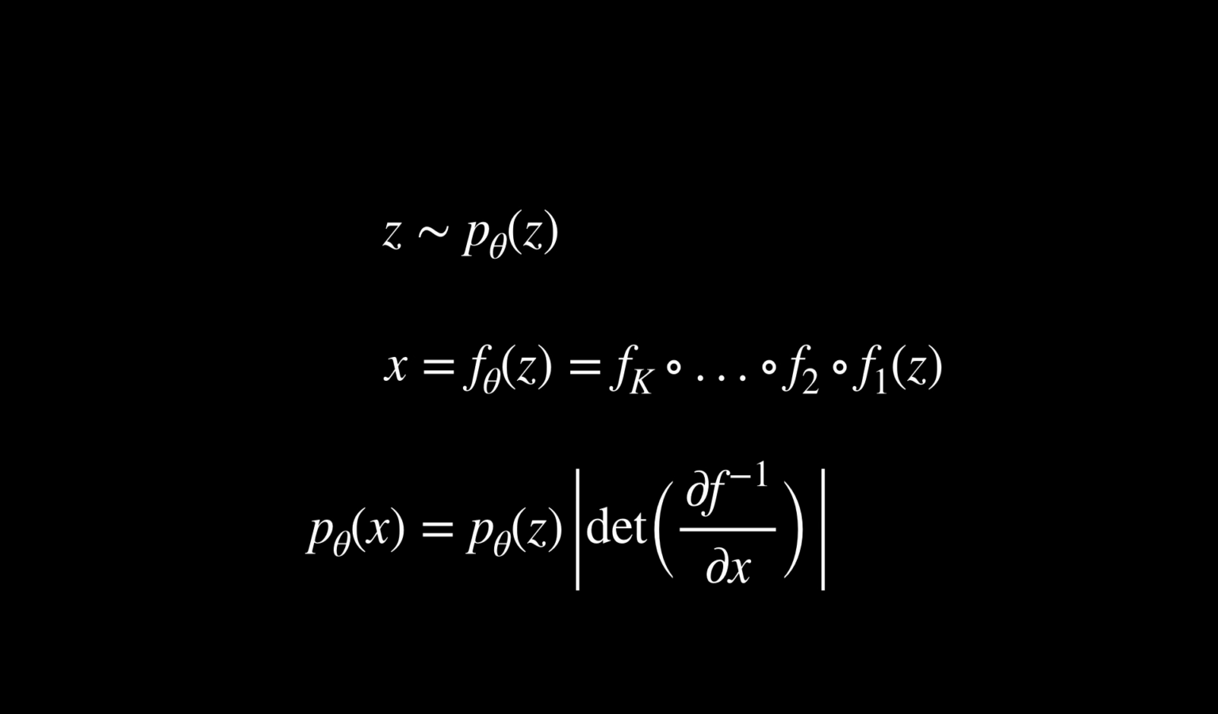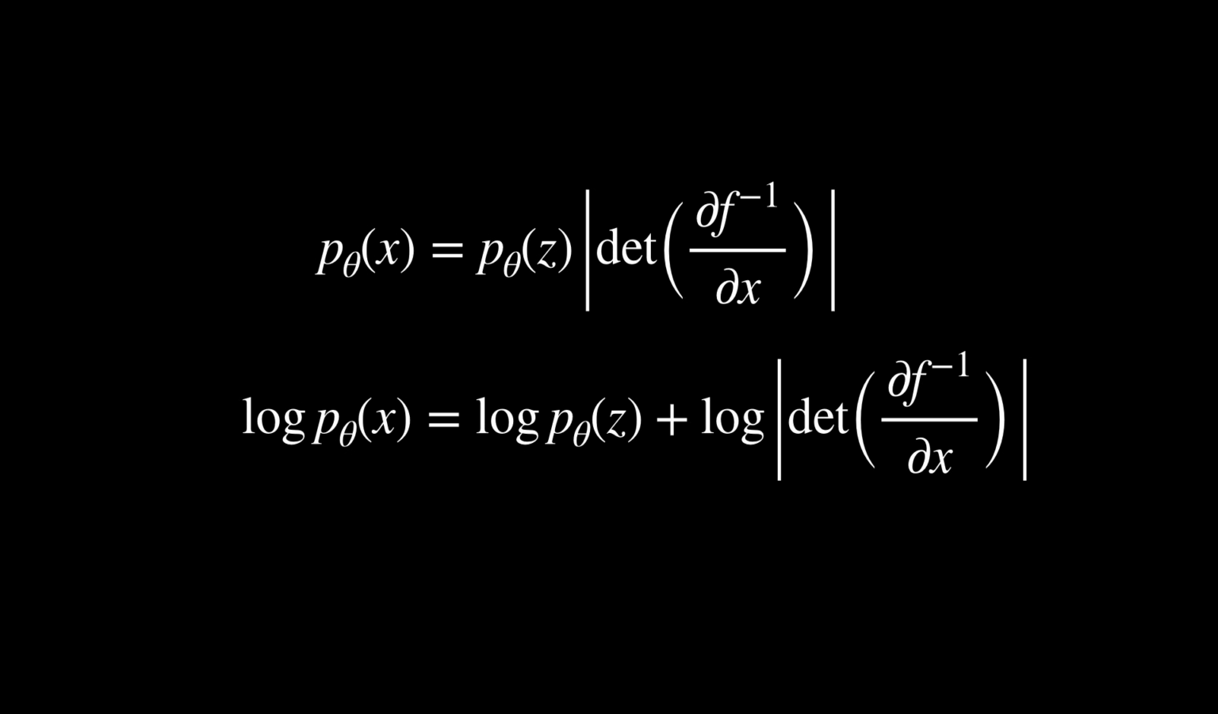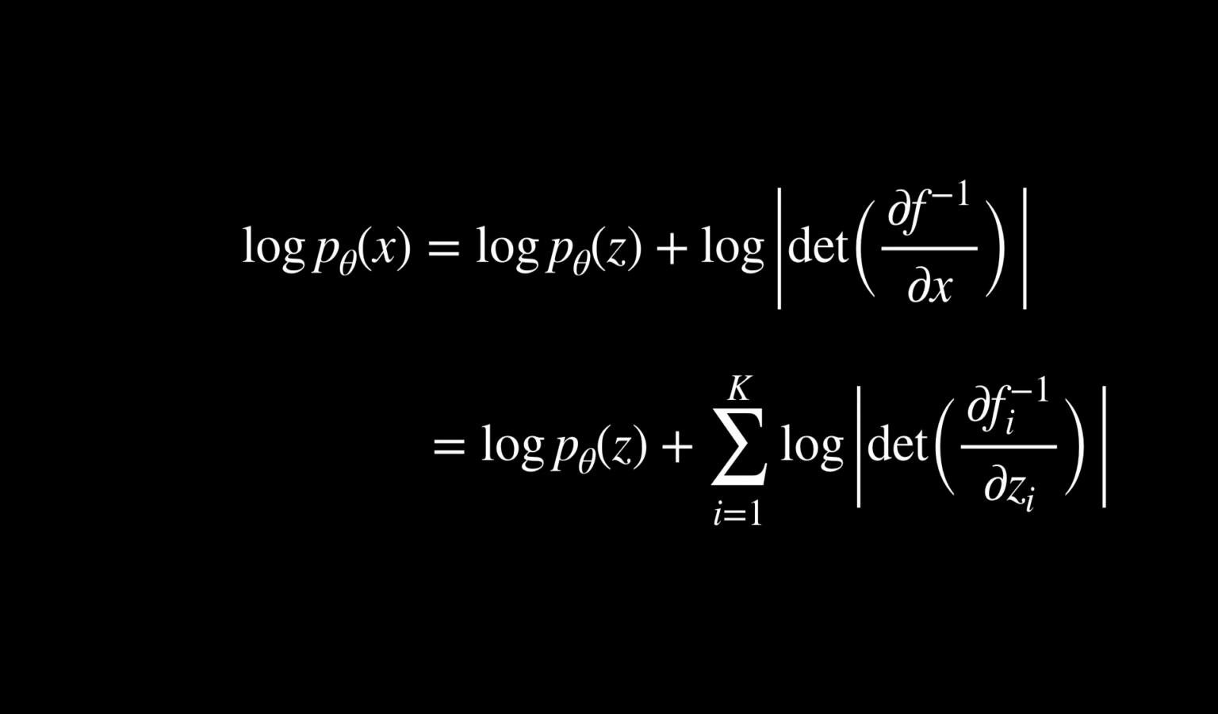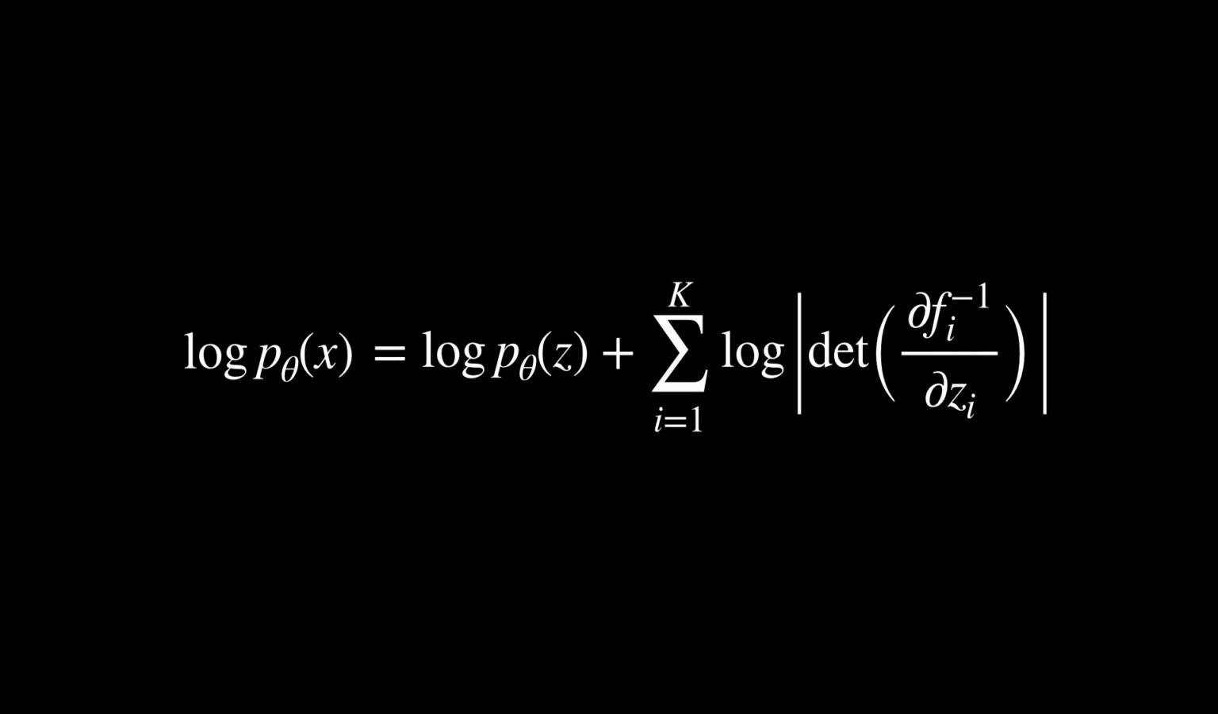First, we take the log of both sides, distributing the log through the product on the right-hand side. Now we know that the overall transformation f was specifically constructed to be the composition of a sequence of functions. So this log determinant term can be replaced with the sum of the log determinants of each intermediate Jacobian. This setup will allow us to directly train our model via maximum likelihood, as we can compute the log marginal likelihood exactly.